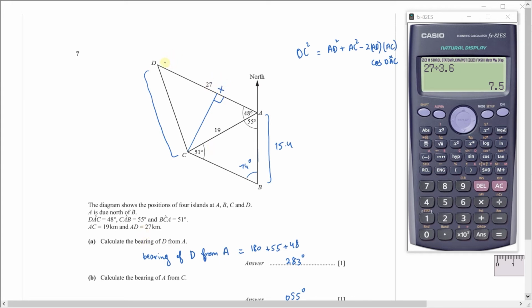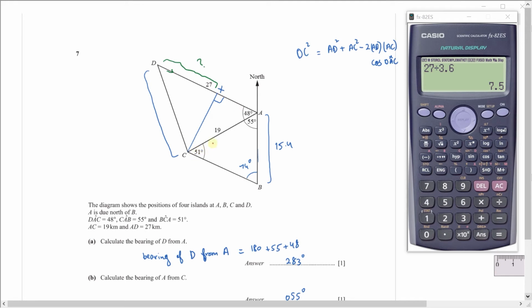Now we need to calculate basically this distance, which is the distance DX. If we can calculate this, we can find the time taken because we know the speed at which the boat travels in this direction is 7.5 kilometers per hour. So how can we find this distance? We know that this full distance is 27, and I can calculate this distance AX.